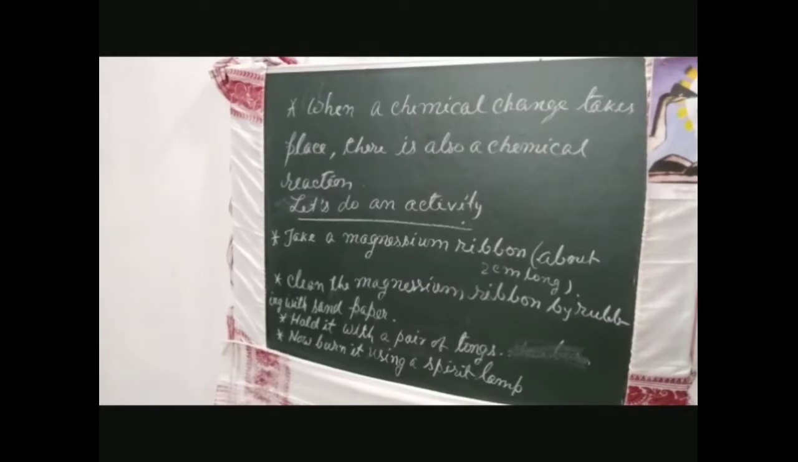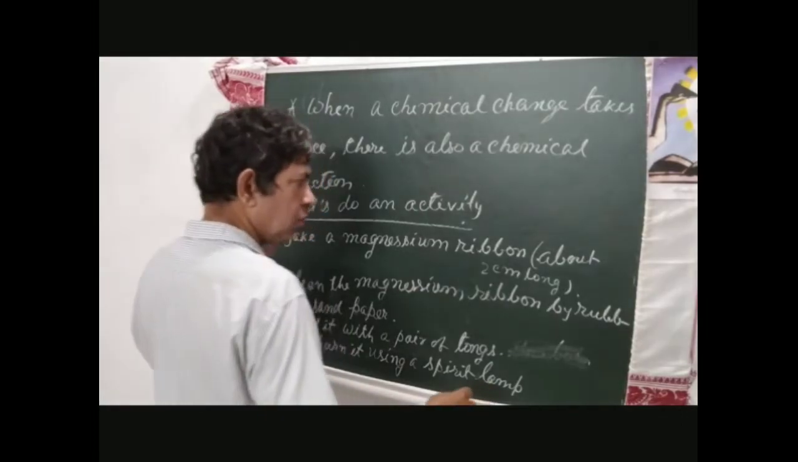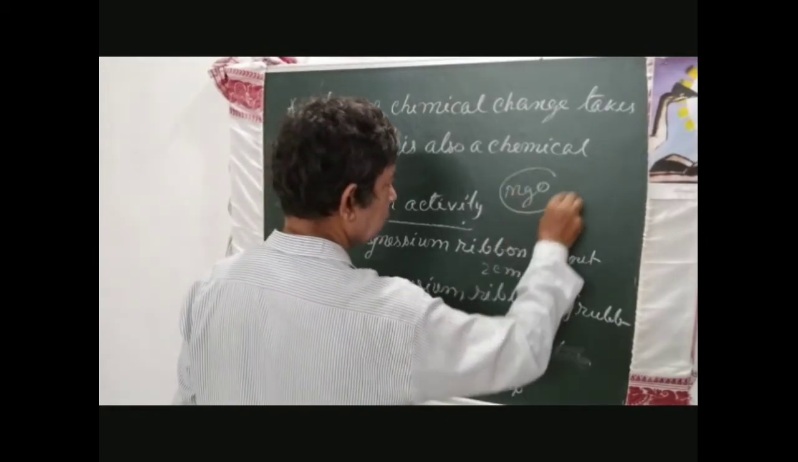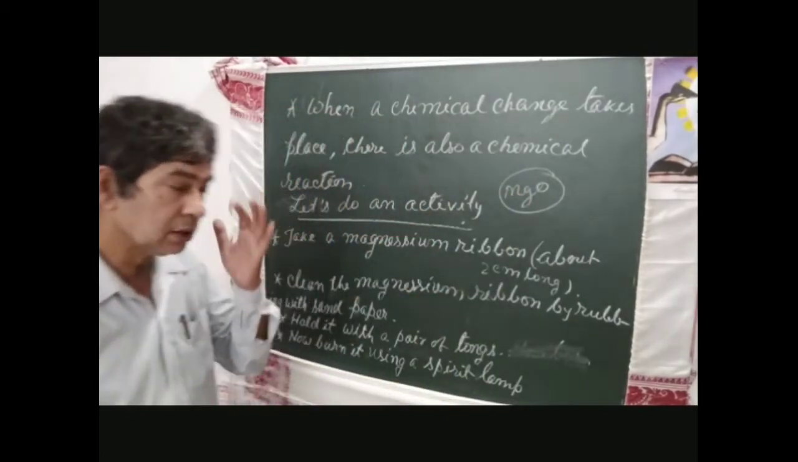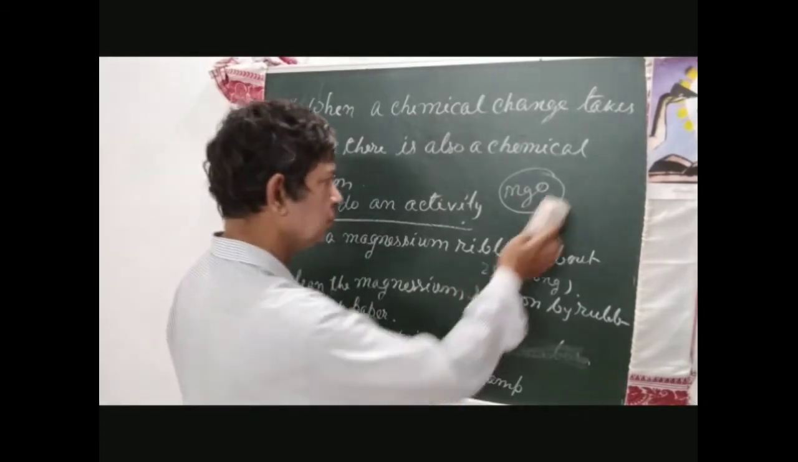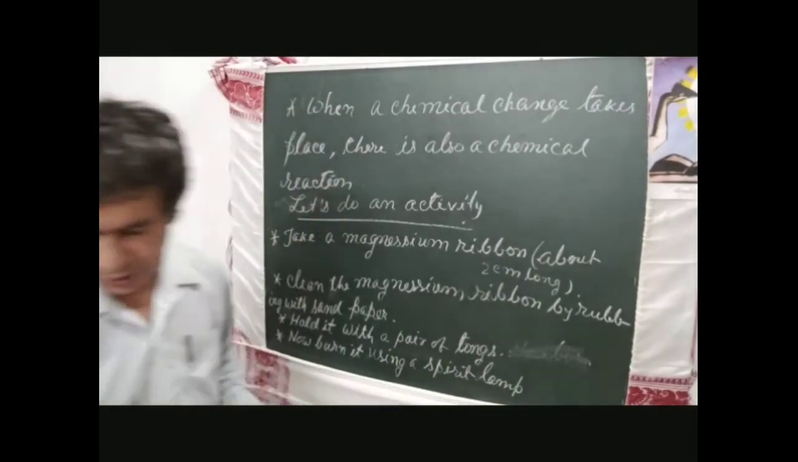From this reaction, we can know that a new product is found. The white ash, that is magnesium oxide, is a new thing we have found in the reaction. I will come to this reaction again later. Then let's do another activity.